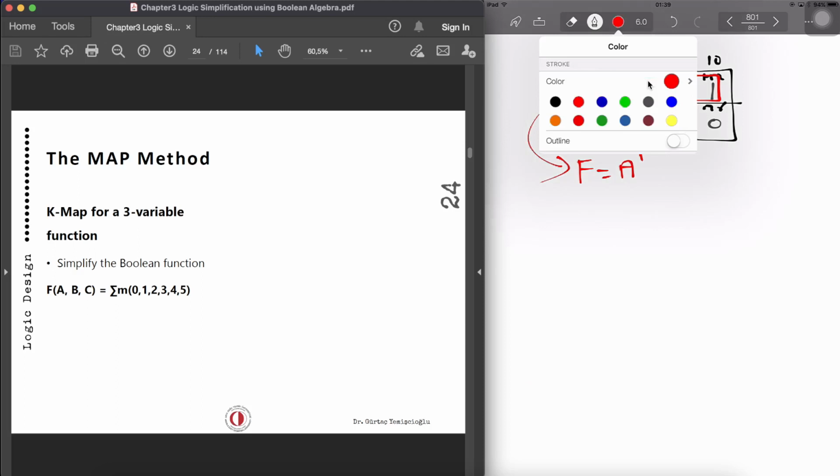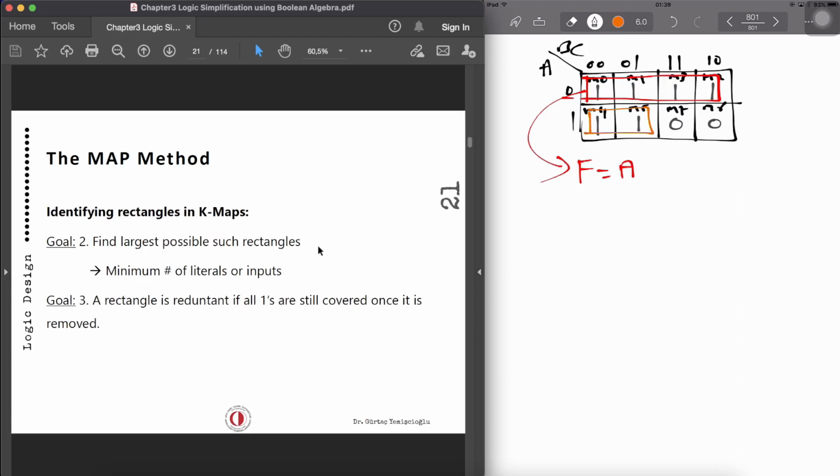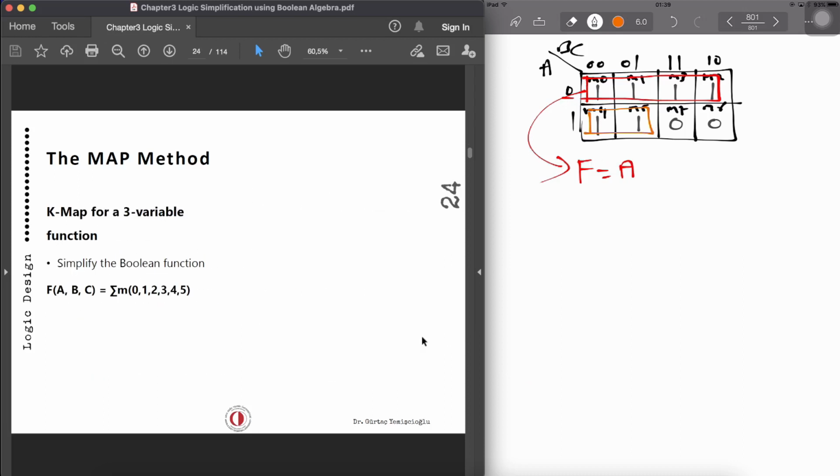Then we can have another combination, which you need to cover the other ones as well. We can do this for 2. You might ask, why are we not doing this, only 2? As I already mentioned over here in the slides, find the largest possible rectangles. You can get the minimum number of literals. 2 I can go, but I can go for 4. Let's go for 4. So I'll cover those 4 together.